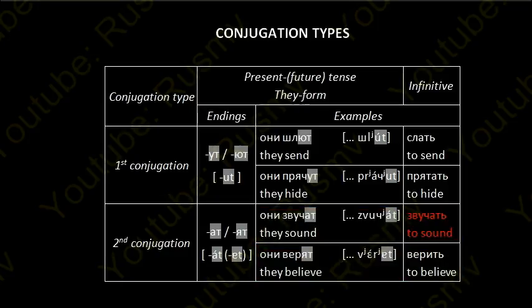The verb звучать, to sound, has the they form они звучат, they sound. Its pronounced ending is at. The written ending has a letter a. This means that the verb звучать belongs to the second conjugation. The last example is the verb верить, to believe. Its they form is они верят, they believe. It has the pronounced ending at and written ending with the letter я. So the verb верить also belongs to the second conjugation.